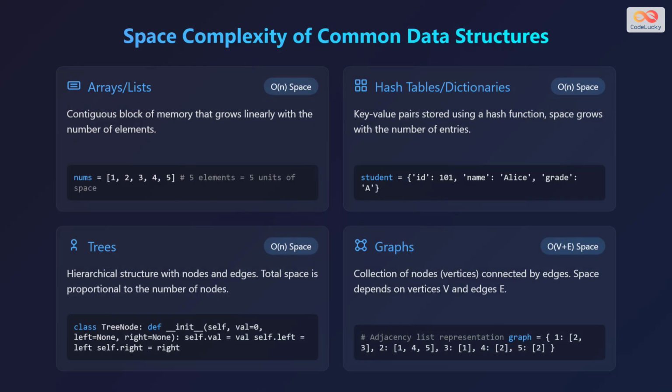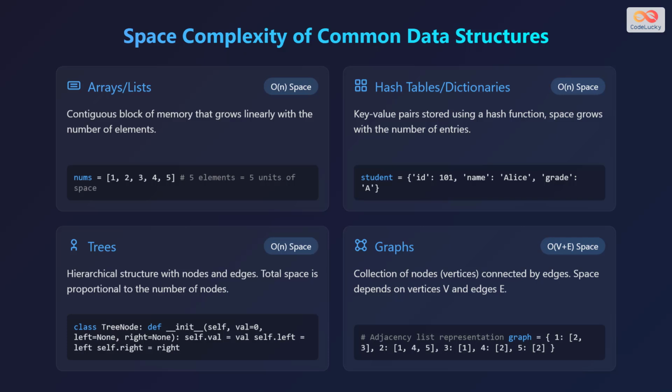Different data structures have different space complexities. Common data structures like arrays or lists have a space complexity of O(n) because the contiguous block of memory grows linearly with the number of elements. For example, consider this Python list nums that contains 5 elements and occupies 5 units of space.